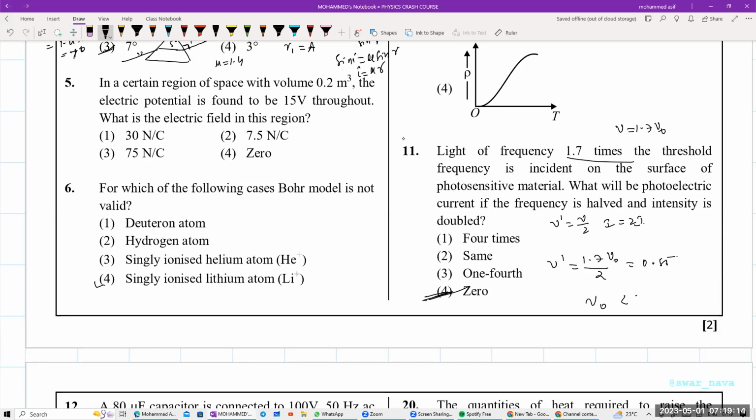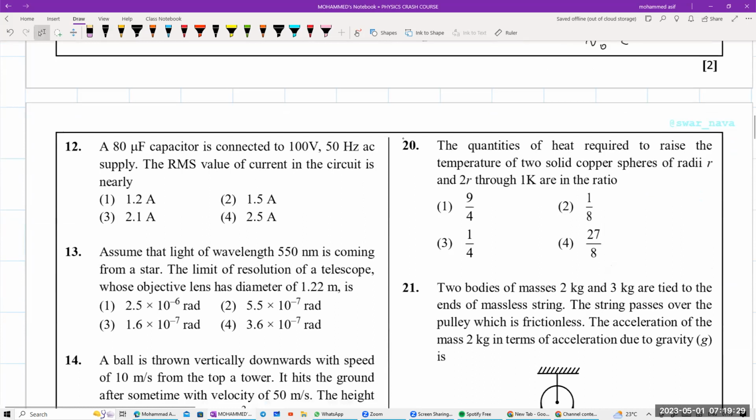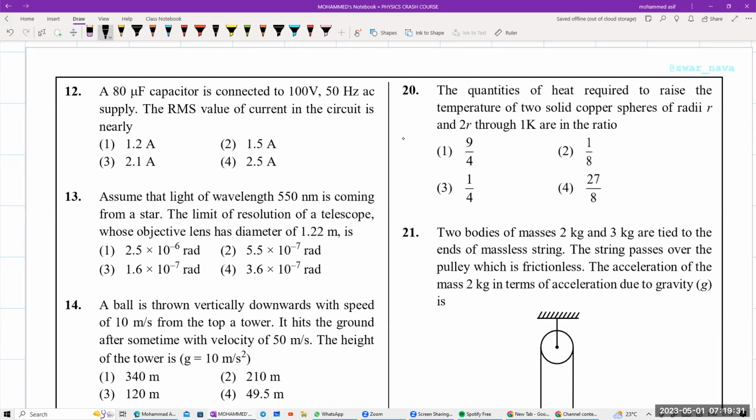Done. Light of frequency कितनी है बेटा 1.7 times है और threshold की कितनी आ रही है. ठीक है. Question number 12 is electrostatics and question number 13, assume that the light limit of resolution. हाँ ये तो directly formula based question है.